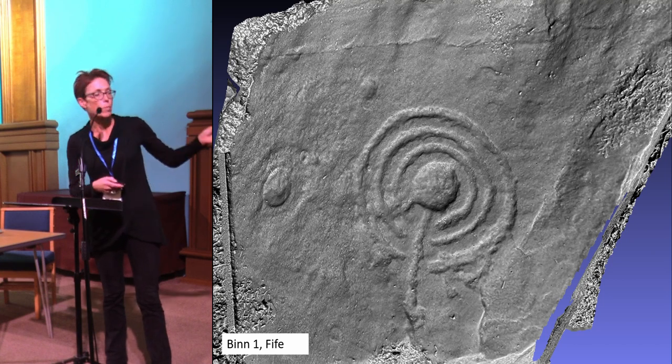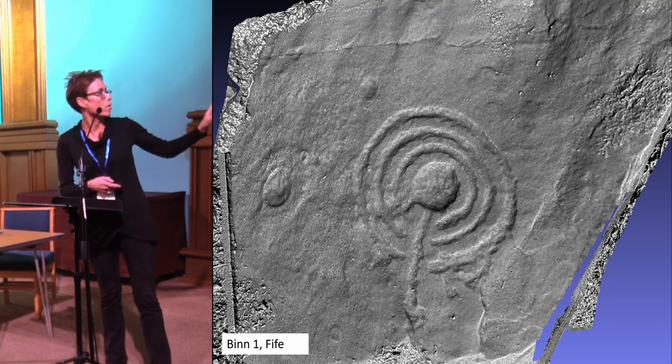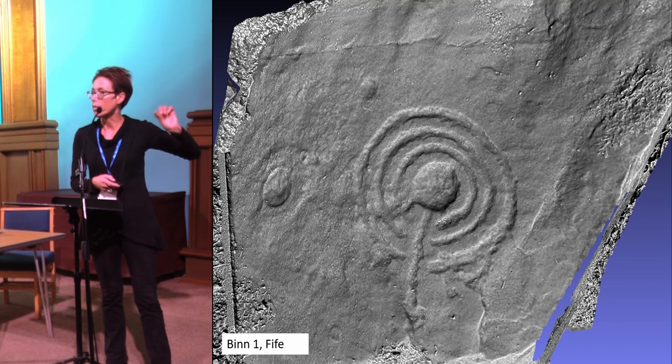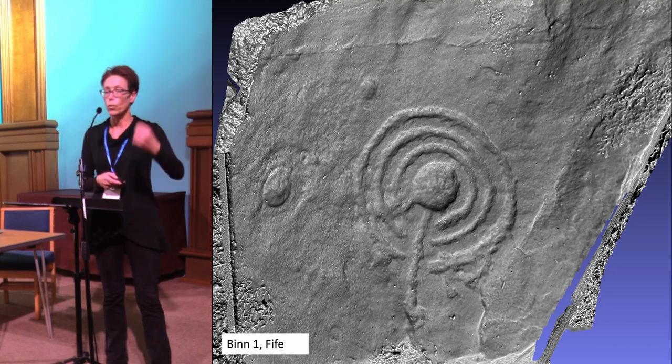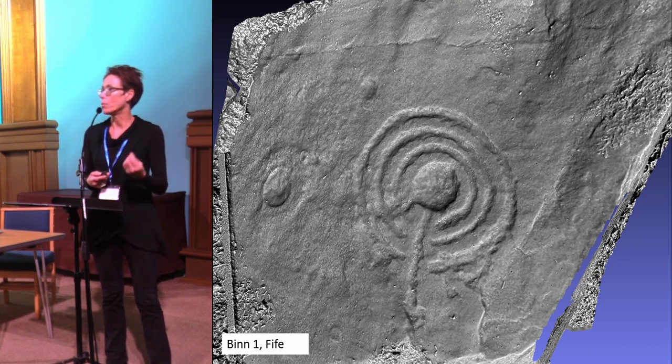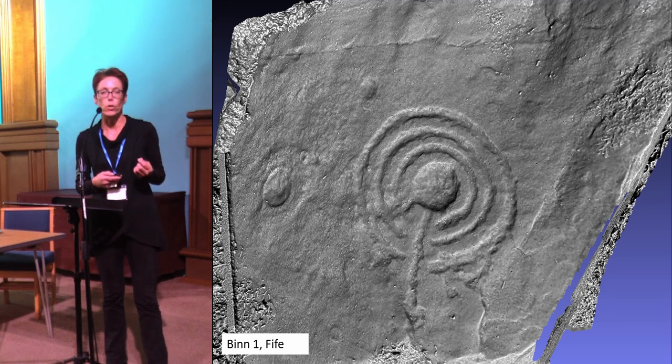So on this particular slide, we can see the individual tool markings that have been used for where the rock has been hit with the stone tool to make an impression on it. So we can see those individual tool markings made by people in the past.